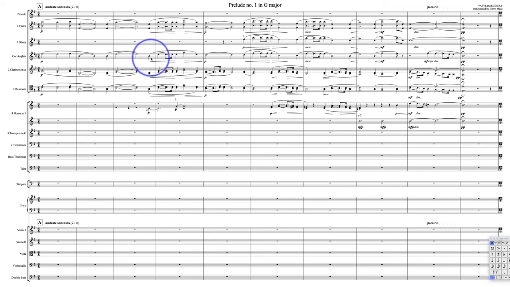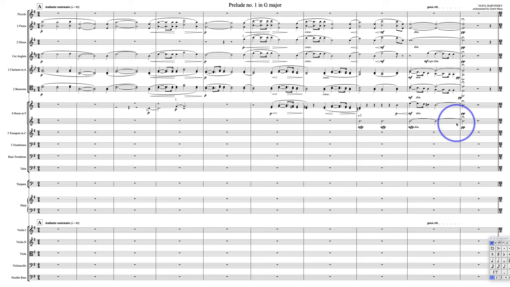I say up to right about around here where you bring the horns in. If you make the horn softer, then I think the second flute can be useful, but it's still way out of balance. And then when you get to here, it's completely useless. It'll just get swallowed up by everybody else.